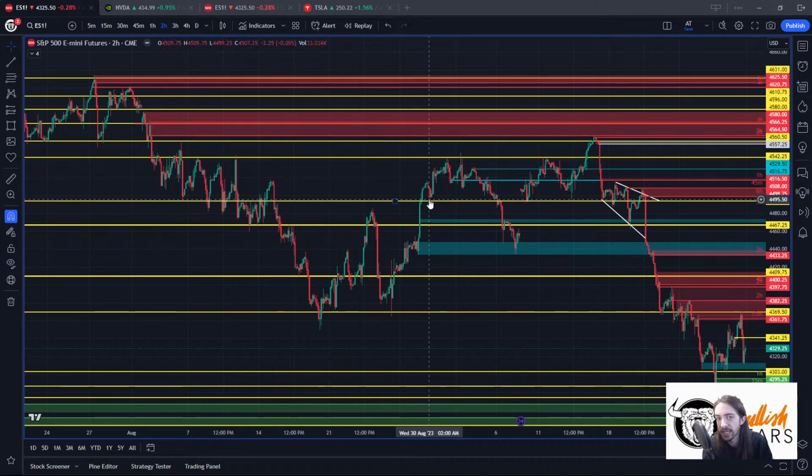Because then look at that. We came back over here, and this area is around August 8th. We came back up in here around August 30th. And what happened? We again used this area as a range.